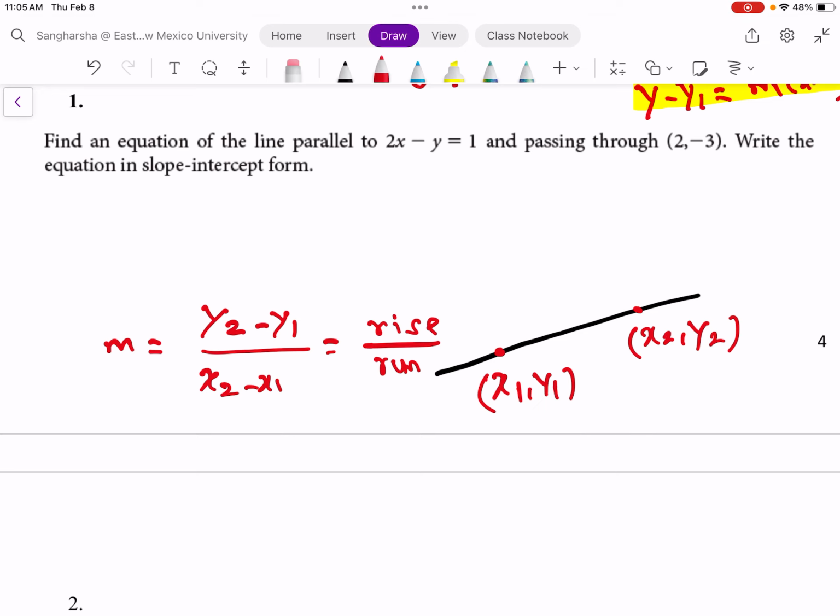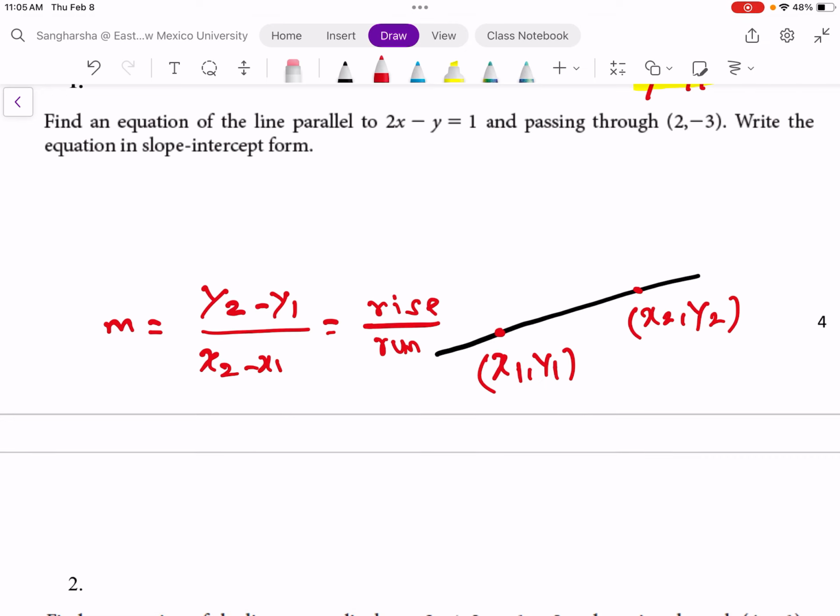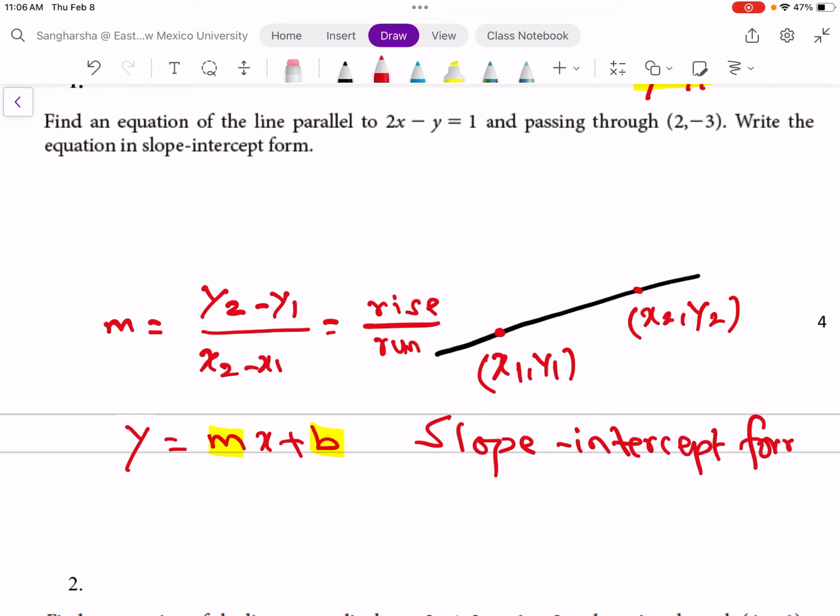And the next thing, we had the equation of a line. We have two different types of the equation of a line. We have the slope intercept form: y equals mx plus b. So this is our slope intercept form. We have a slope m, and we have a y intercept b. We use this equation to find the equation of a line, or we can also use this slope intercept form to find the slope as well as the y intercept.